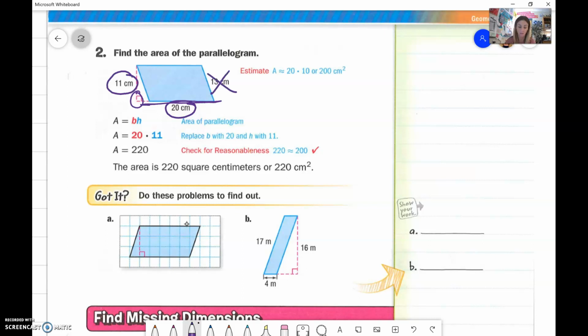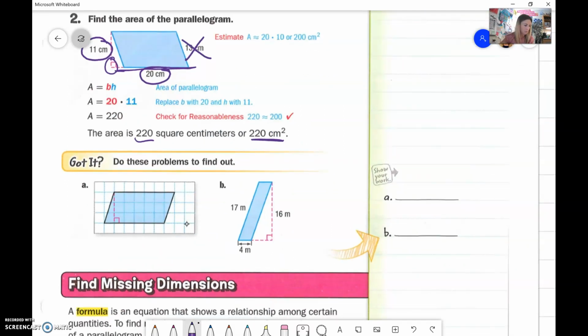Cross it off. Okay, so we know that we're going to take 20 times 11, which is going to give us an area of 220 centimeters squared. I'm going to move that down just a little bit. Okay, we're going to do this one together.